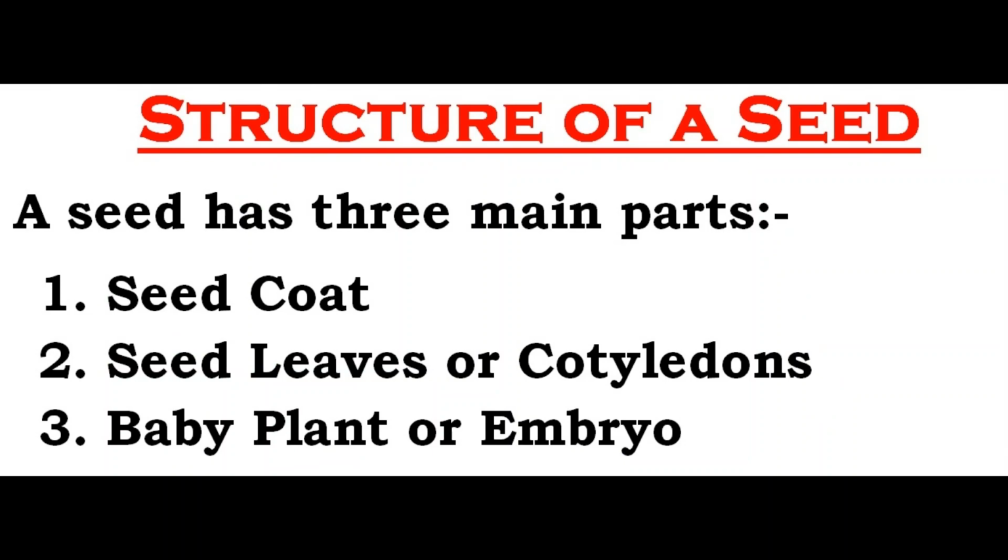Now, structure of a seed. A seed is made up of three main parts: seed coat, seed leaves or cotyledons. In science class we will call it cotyledons. And third, baby plant. Again in scientific terms we call it embryo.